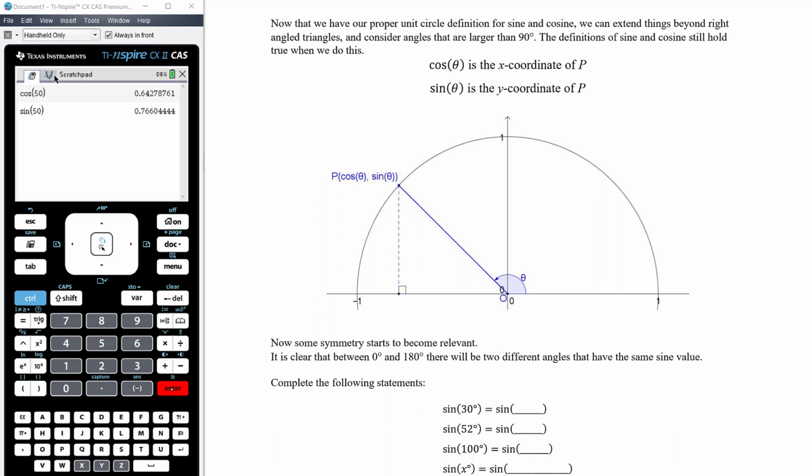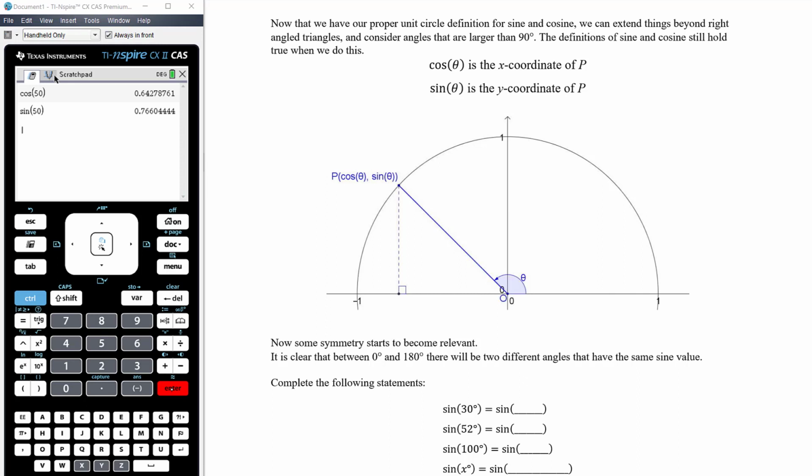Now, when we move around into the second quadrant, we get some symmetry that becomes relevant. So this is a circle. There's lots of symmetry in a circle. It's a very symmetrical shape, and we can use that in our trigonometry.